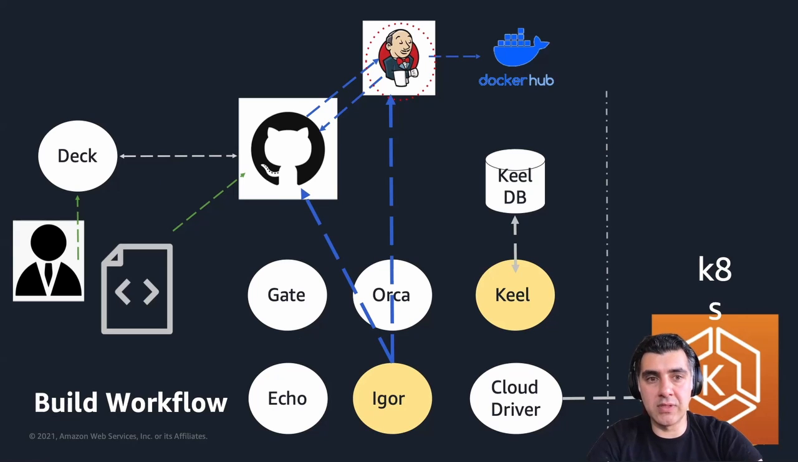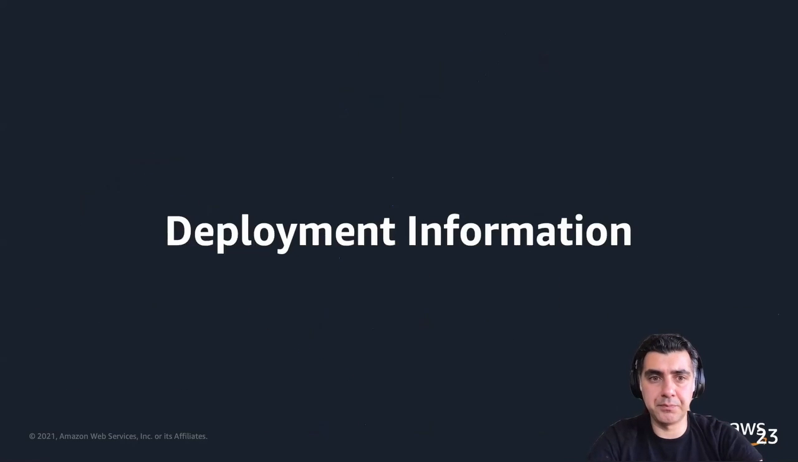So when users go to Deck and click on the build tab that I just showed you, Gate navigates that request to Igor. That information is pulled from these external sources, is put together, and is reported back to the user. So that's what they see when they go and visit the build tab.